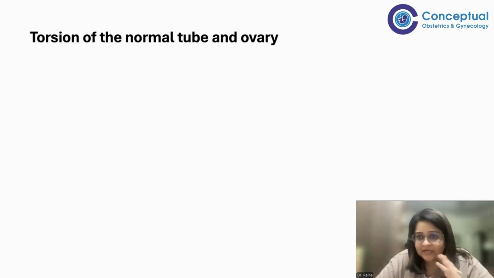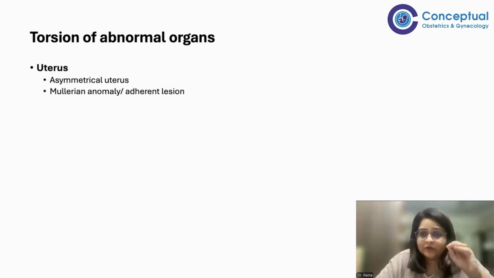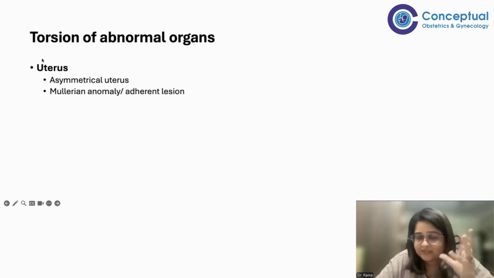Most of the torsions I have operated have been in young girls or in pregnant women. In both, the anatomy is such that the ovaries become bulky and they are prone to undergo torsion. Even young girls with polycystic ovaries, because the ovarian bulk is more, undergo torsion more commonly. So a normal ovary, a normal tube can also undergo torsion. Now, when we talk about abnormal organs, an asymmetrically enlarged uterus is more common to undergo torsion. As I said, a Müllerian anomaly or something stuck to the uterus is more common to undergo torsion.